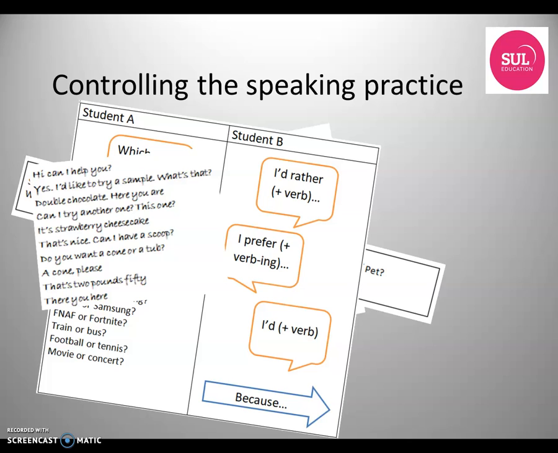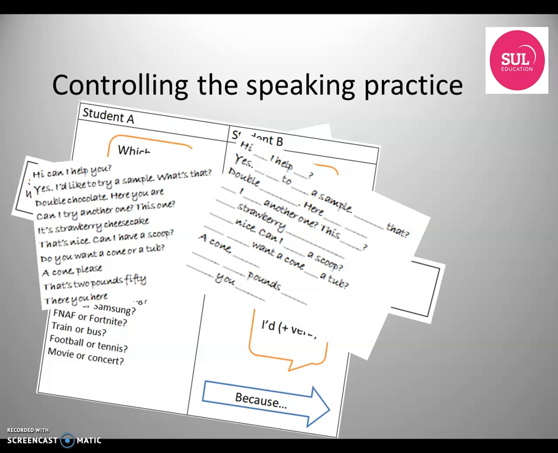Draw a dialogue up on the whiteboard. Put the students into pairs and get them performing the dialogue. Hi, can I help you? Yes, I'd like to try a sample. What's that? Once the students get to the bottom of the dialogue, swap roles and keep it going, keep it going. When they sound comfortable, start erasing the words one by one.